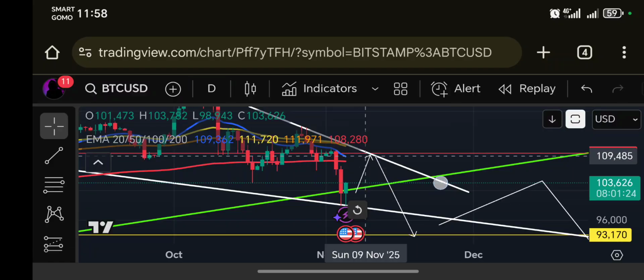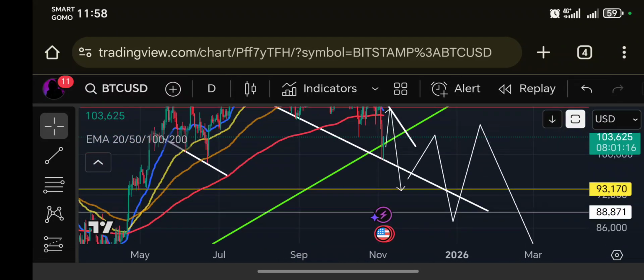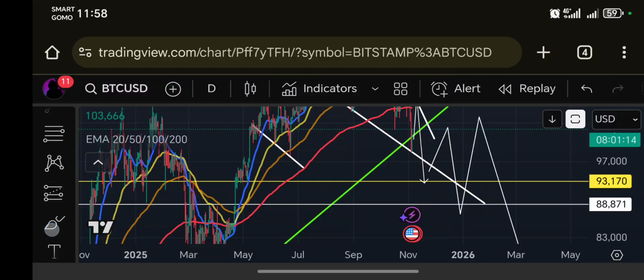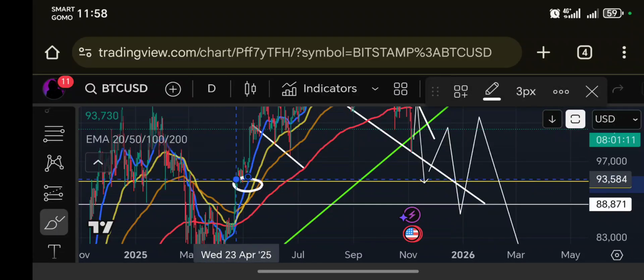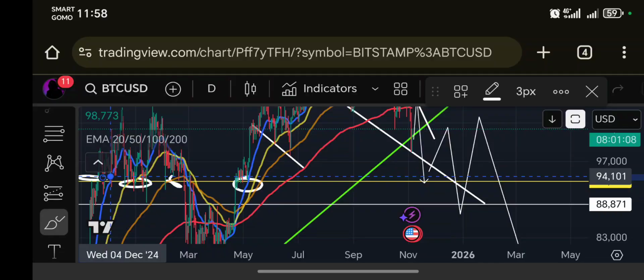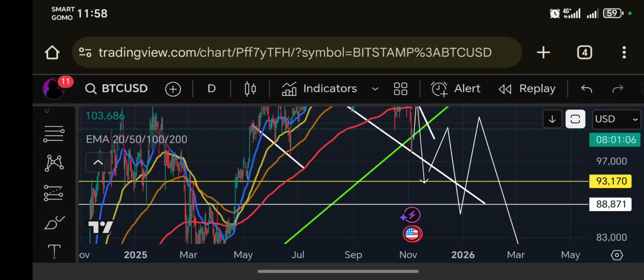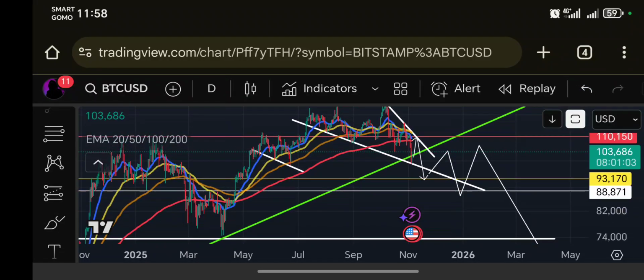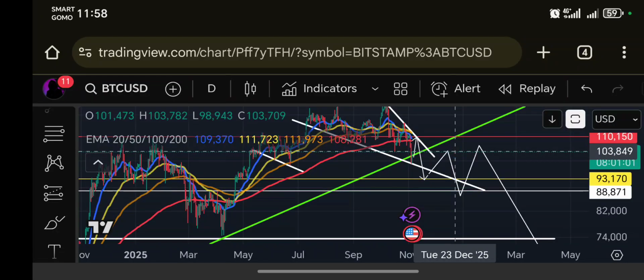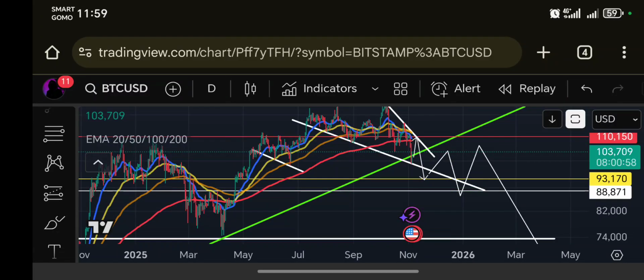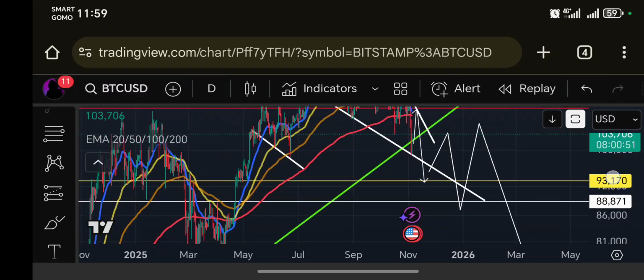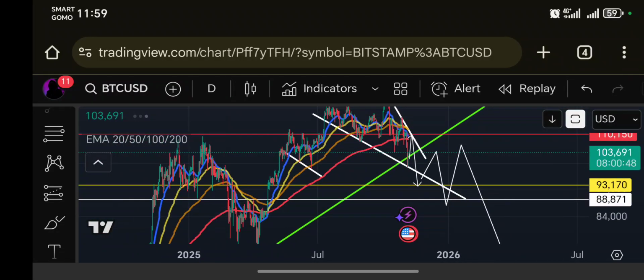I'm guessing 108 to 110,000 US dollars for Bitcoin, and then we get rejected. We're gonna fall down to this 93,000 level area, which has some supports here. Support, support, support, support. That's the level of idea. But we're gonna bounce now. We're heading to the downside, and the bear market is now activated. That's what I am seeing, the bearish case.